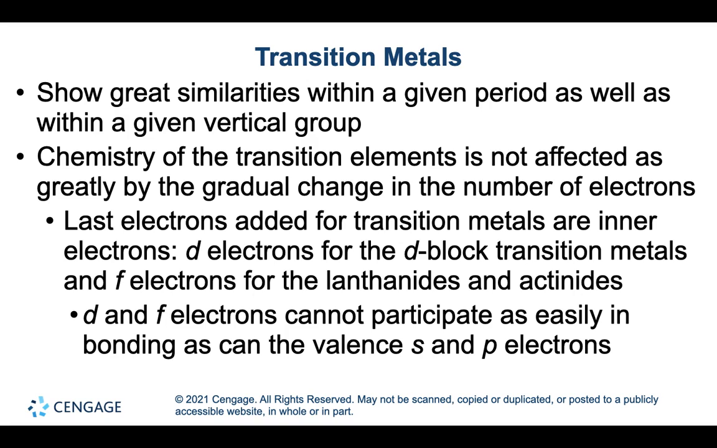So the fact that they are inner electrons for the D block transition metals, and then also the F electrons are 2 levels down for the lanthanides and the actinides in the inner transition metals. Since those D and F electrons are not typically going to participate as much in bonding as the valence S and P electrons, the transition metals and the inner transition metals, the D and the F block, show a lot of consistency in their properties.